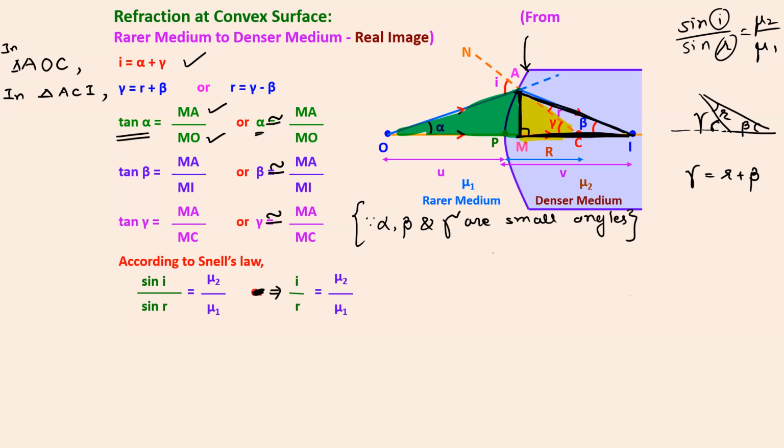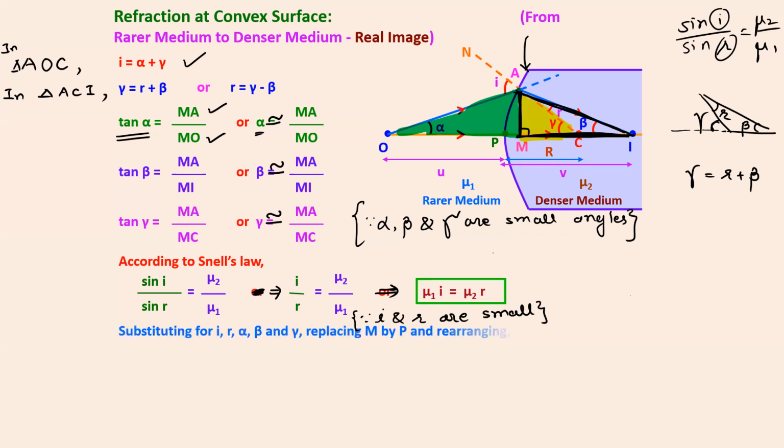What is the reason behind it? Because i and r are small; this was an assumption actually. So that means mu1 i is equal to mu2 r. But we already have the values of i and r on top: i is equal to alpha plus gamma and r is equal to gamma minus beta. So if we substitute that, let us get this.